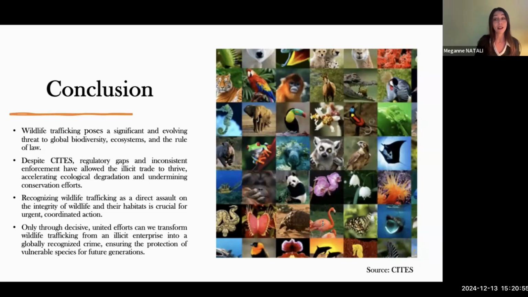By recognizing wildlife trafficking not just as an illegal trade, but as a direct assault on the integrity of wildlife and their habitats, we can begin to confront it with the urgency and coordination it requires. It is only through decisive, united action that we can shift wildlife trafficking from an illicit enterprise to a globally acknowledged crime, ensuring the protection of the world's most vulnerable species for generations to come.